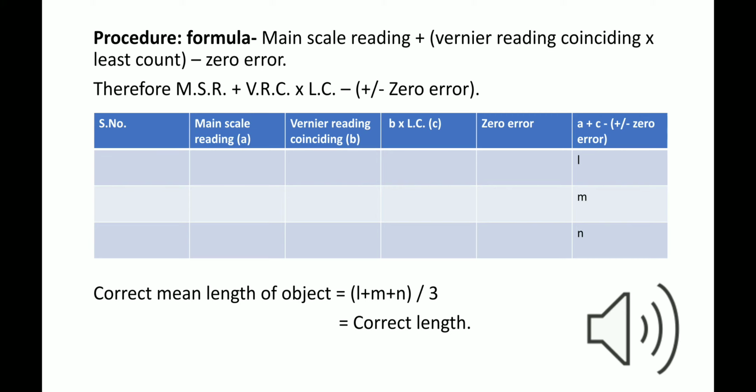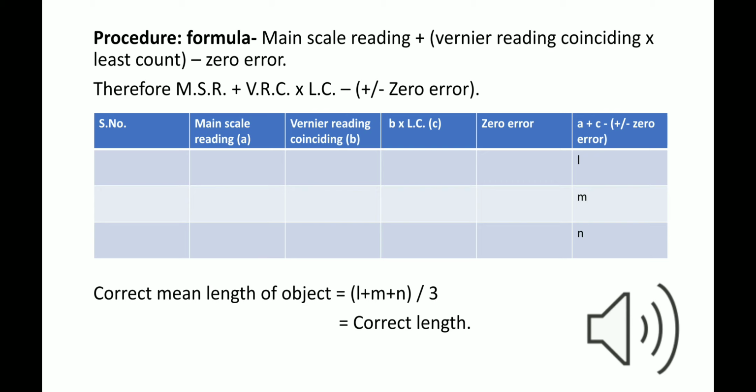The first one will be taken as J1, the second one as J2. So J2 will be slid, the vernier will be slid, and the object to be measured will be placed between J1 and J2. Now bring J2 close so that the object is intact with J1 and J2. When it touches J1 and J2, tighten the screw so that the vernier scale is in the correct position.